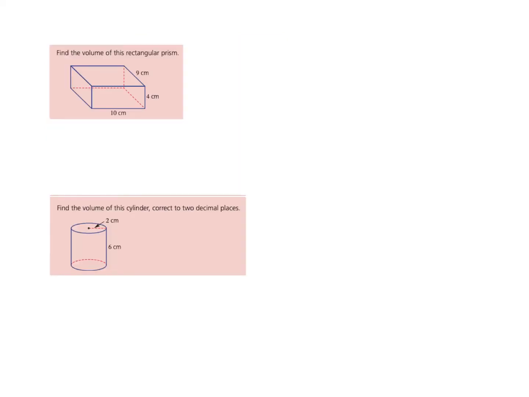Here's a couple more. Find the volume of this rectangular prism. Rectangular just means it's a rectangle shape, it's not a square. And prism just means an object, so you've got a 3D thing. Once again, you're going to write the formula: volume of a rectangular prism equals length times width times height. And I'm just going to substitute in. So it's 10 times 4 times 9.